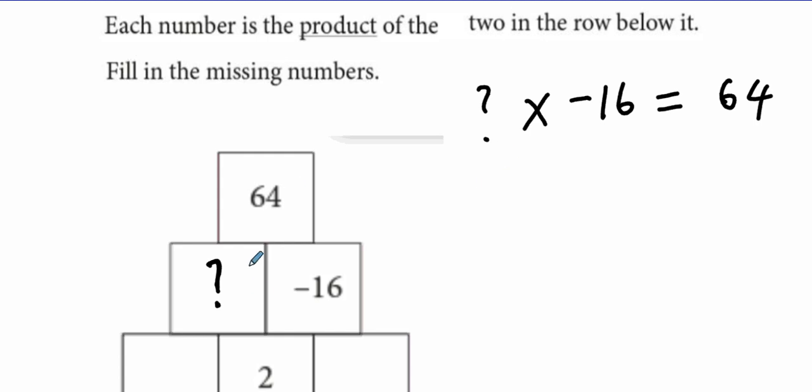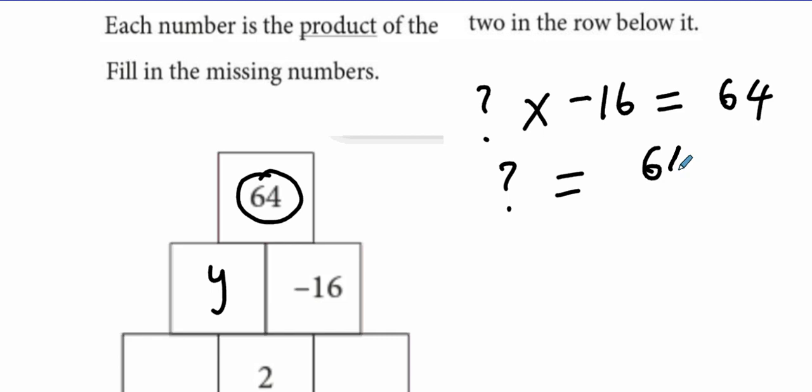For somebody who is very good in algebra, the number which you are missing will be treated as a letter. Call it y, for example. So y times negative 16, the answer should be 64. In other words, to find the missing number, you will take this number up here, which is 64, divide by the number below it. So you do the reverse. Divide by negative 16. That is how you get the missing number over here.